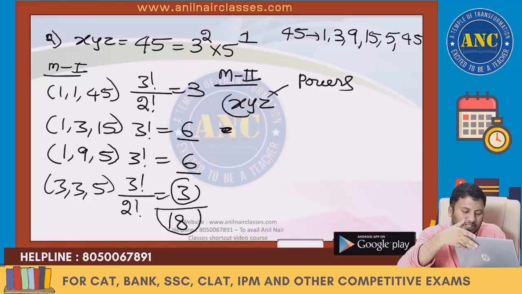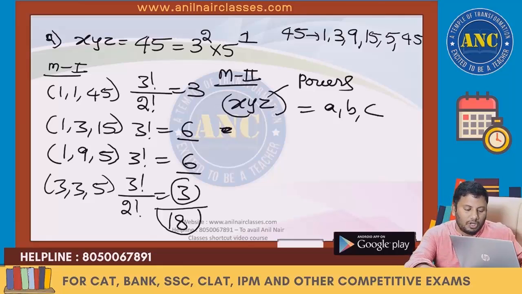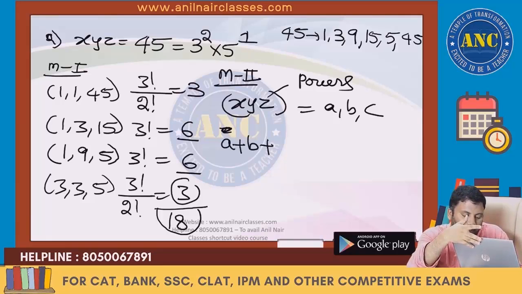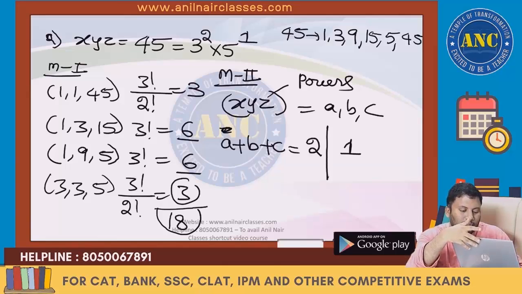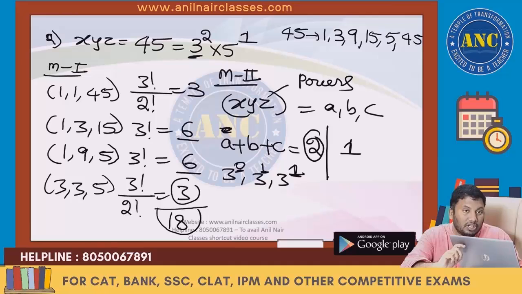Powers of XYZ. Let me call them A, B, C. So what I am saying is the sum of the powers of X, Y, Z should be 2. What is this 2? 2 is nothing but for 3 square. If I take 3 power 0, 3 power 1, 3 power 1, this is A, B, C. Am I right? Sum of the powers is 2. Where is 3 power 1?